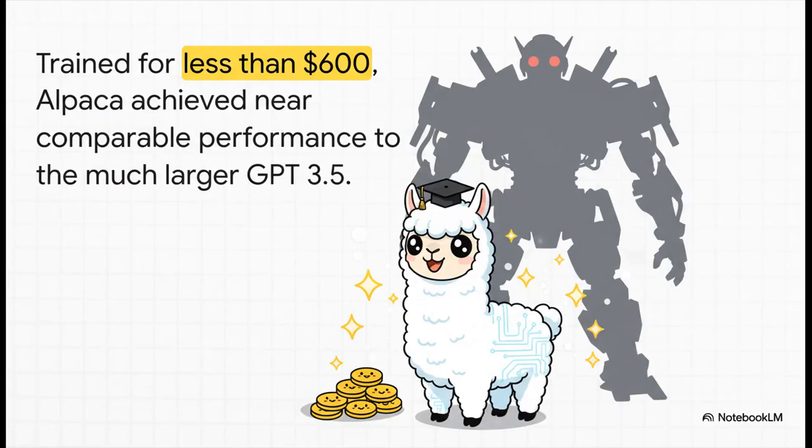And get this, the technique is also leveling the playing field. A small team at Stanford created the Alpaca model. They trained it for less than $600, and it performed almost as well as OpenAI's gigantic GPT-3.5. This sent a shockwave through the open source community, proving you don't need a billion-dollar budget to build something amazing.